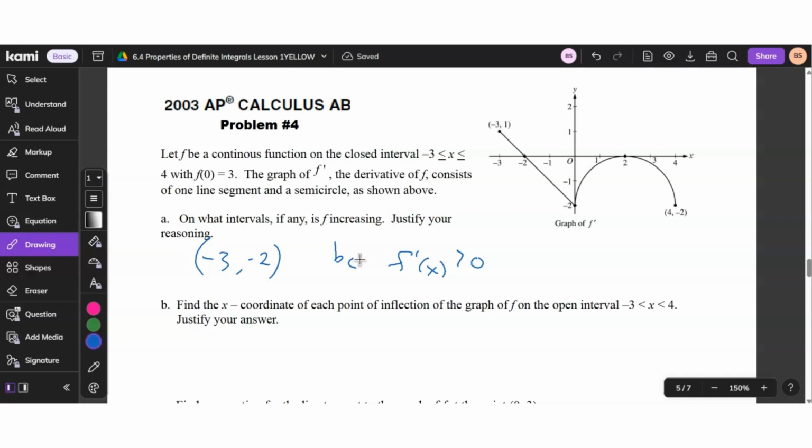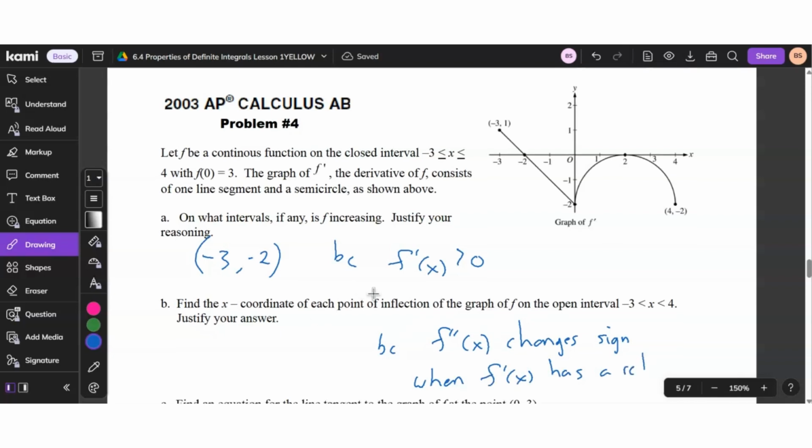All right, now find the x-coordinate for each point of inflection on the graph from -3 to 4. Well, again, let's start with our because. So this happens because f double prime of x changes sign, which is great, but we don't have that. So how can we kind of make it work with what we have with f? Well, f double prime changes sign if f prime of x has a relative max or min.